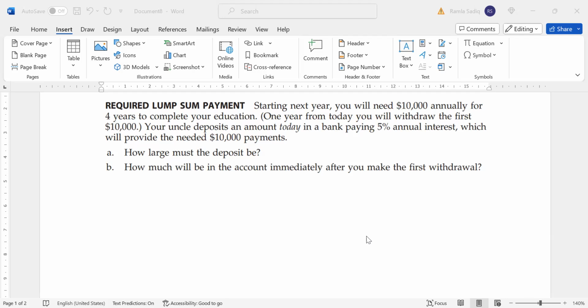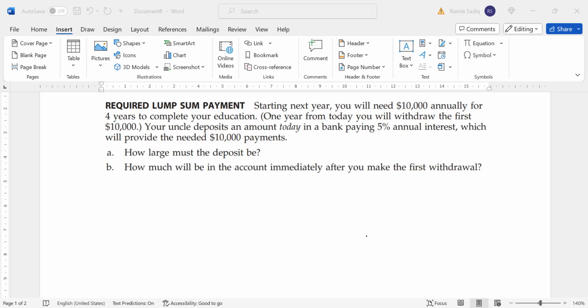In this question, we will say that starting next year, you will need $10,000 annually for 4 years to complete your education. 1 year from today, you will withdraw the first $10,000. Your uncle deposits an amount today in a bank paying 5% annual interest, which will provide the needed $10,000 payments. How large must the deposits be?